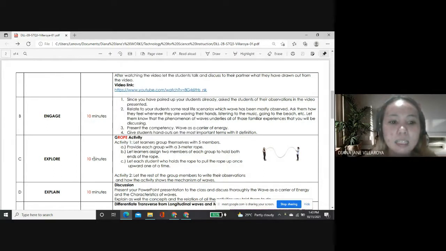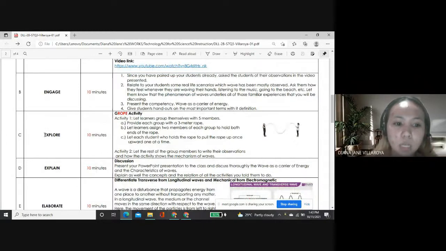And the next is also a 10-minute activity for explore. You have to group your class. So first thing you should do is to let learners group themselves with members, and then provide each group with a 3-meter rope. Then let learners assign 2 members of each group to hold both ends of the rope. Let each student who holds the rope pull the rope up once upward, one at a time.